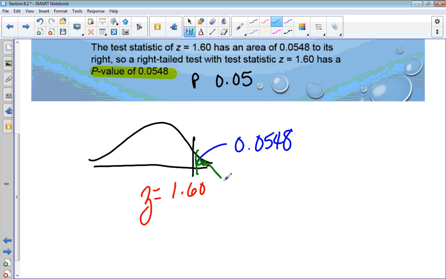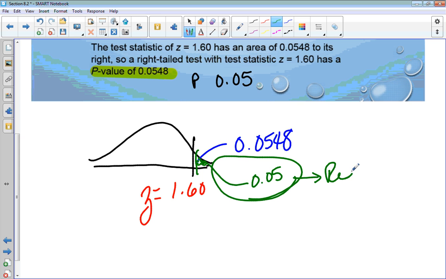This little area here, 0.05. If it fell in here, we would reject. Here, do not reject. That's how we test the claim.